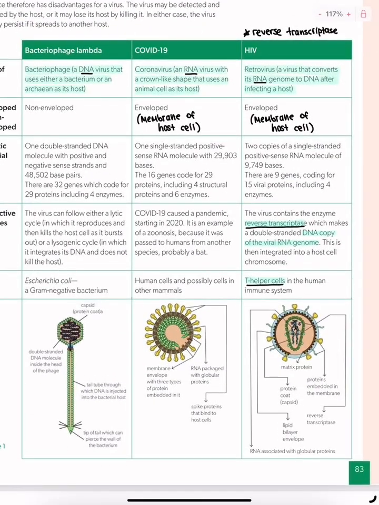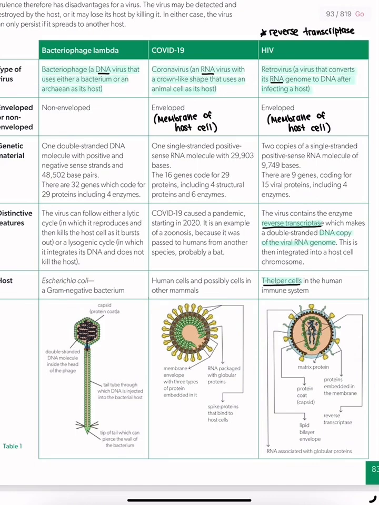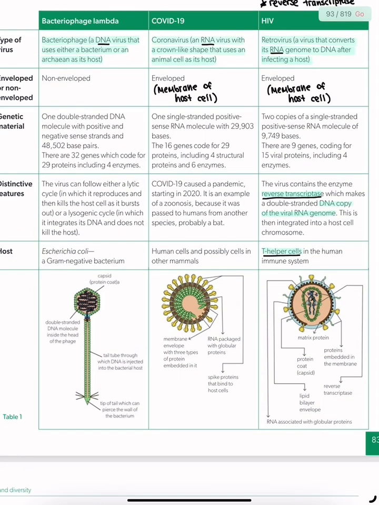And this is a picture of the virus. And then we have the infamous coronavirus. It's an RNA virus with a crown-like shape that uses an animal cell as its host. This is the crown shape. It's enveloped, so it has a membrane derived from the host cell. It has one single-stranded positive sense RNA molecule, and the pandemic of COVID-19 is an example of zoonosis because it was passed to humans from another species, probably a bat.